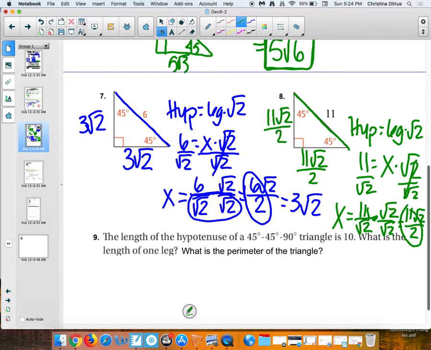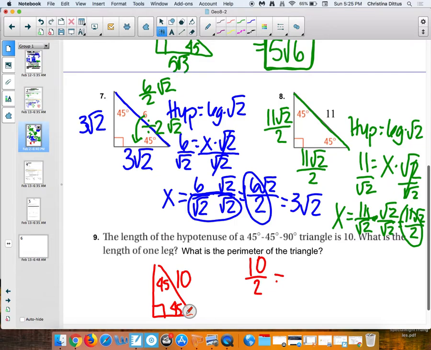So you'll notice that all you're doing when you're given the hypotenuse to get the leg is dividing by 2 and adding the square root of 2 on top. Okay? So it's like 6 divided by 2 and then square root of 2 on top, which is 3 square root of 2. Okay, here we have this 45, 45, so I have sides that are the same. It says my hypotenuse is 10. Using what I just told you, all you're going to do is half 10, which is 5, and then put the square root of 2 behind it.